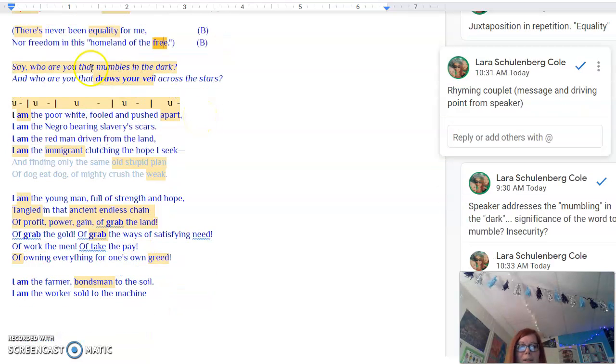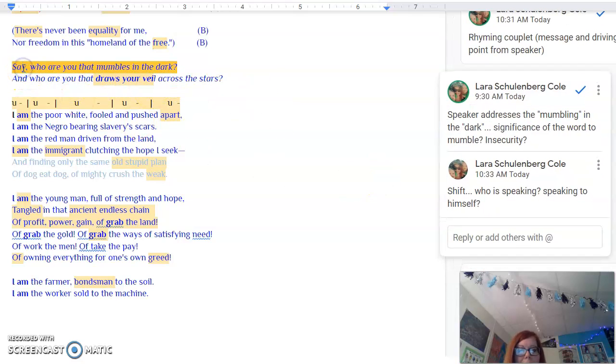So then we get to this italicized text. Now, whenever you see a shift in text or the way that text is presented, that's something we might want to really note. "Who are you that mumbles in the dark? And who are you that draws your veil across the stars?" I think this is intriguing because you see the speaker addressing that mumbling.